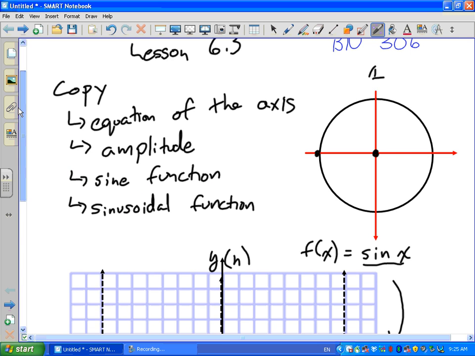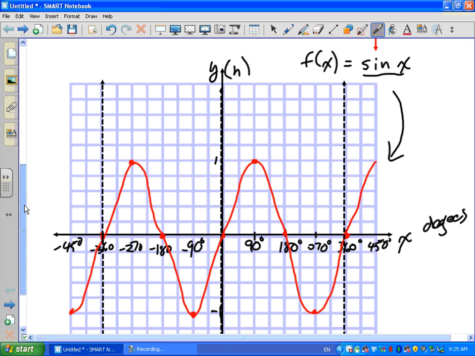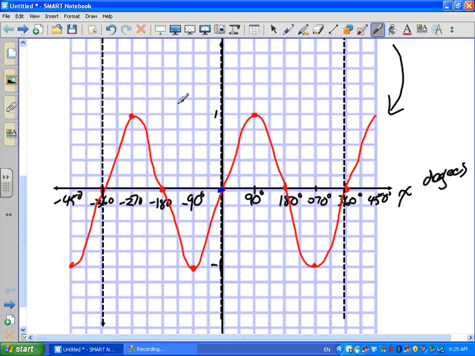Let's go through these definitions. So the equation of the axis is talking about the middle of the wave. The equation of the axis is going to be drawn horizontal. If you guys notice, I've drawn our periods. I have vertical lines kind of separating the periods. The equation of the axis is going to run through the dead middle of the wave. Okay? So where would the middle of this wave be? Why is that 0? It's right along the x-axis.